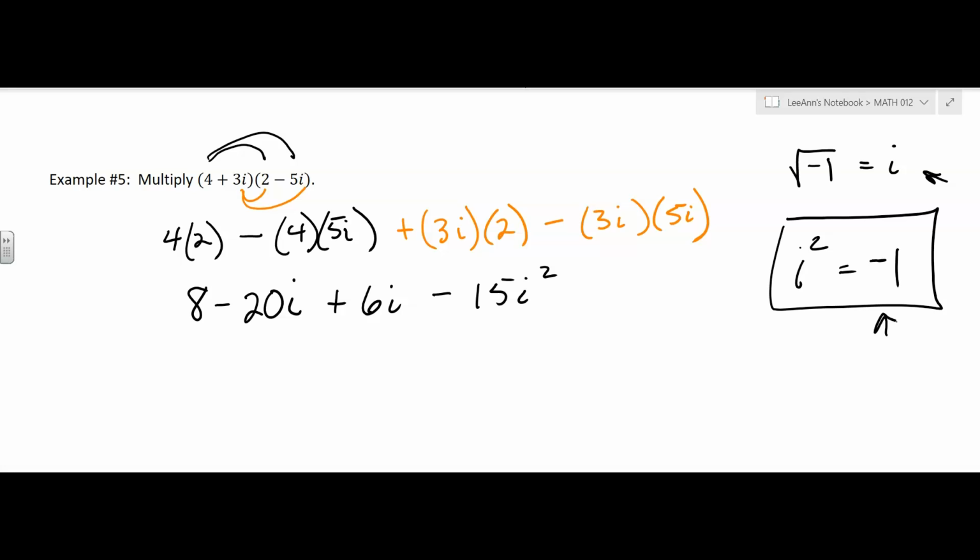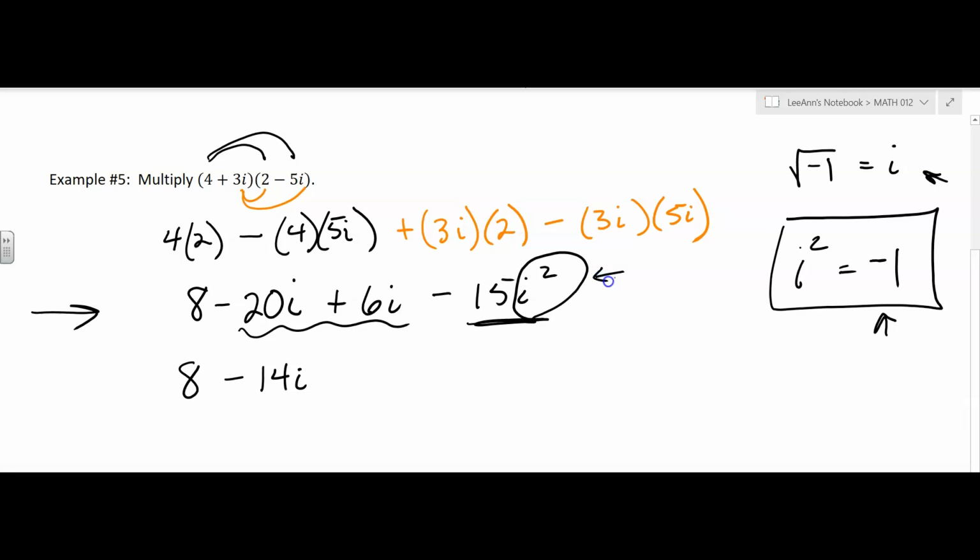Okay, so now back to our problem here, we have 4 terms. We have a real number, 8. We can combine the imaginary parts. So -20i and 6i, that's going to be minus 14i. And then what's going to happen here is that i squared is -1. So you're going to have minus 15 times -1. I'll write it out. But that's going to be 8 minus 14i plus 15.